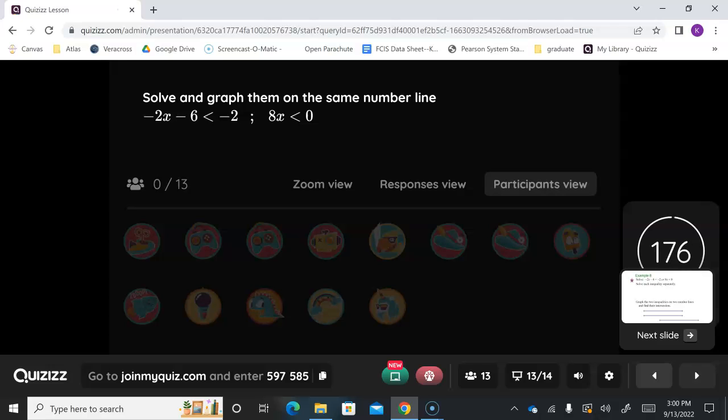Okay? Go ahead and solve and graph these on the same number line. You may want to use different colors for each line, but solve and graph them on the same number line.